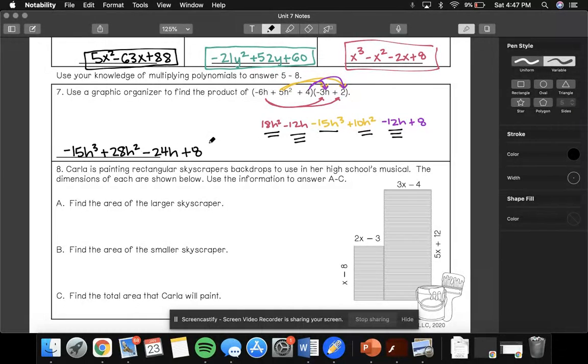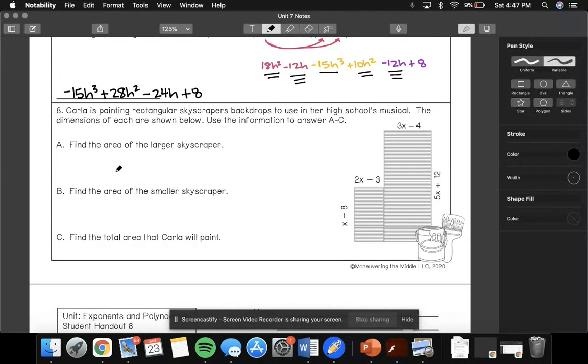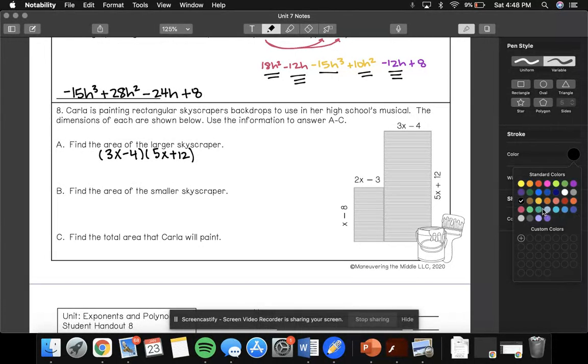Okay. This last problem. Carla's painting rectangular skyscraper backdrops for her high school musical. The dimensions are shown for each. Use the information to find the answers A through C. So find the area of the larger skyscraper. So this larger one has a width of 3x minus 4 and a length of 5x plus 12. So to find the area, we would have to multiply the length and the width together.